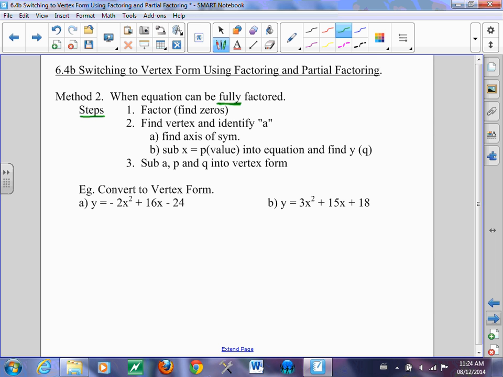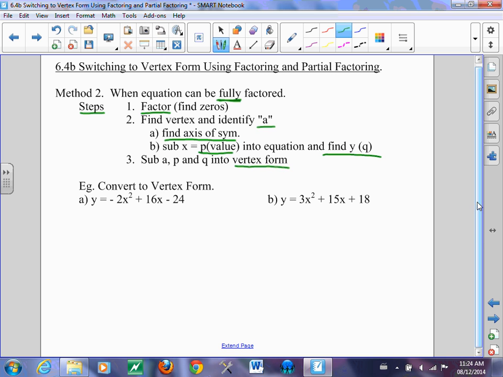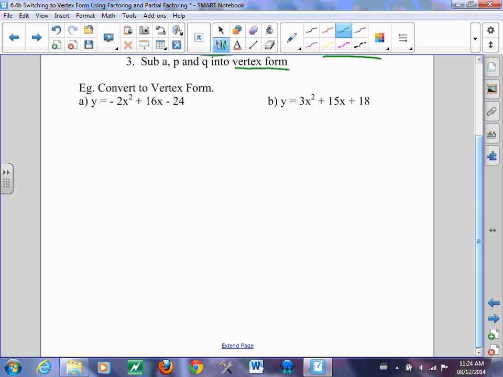Okay, so here's our steps. Number 1, find the zeros by factoring. Okay, so that's something we should have mastered in Unit 5. Next, it says to find the vertex by doing the axis of symmetry. So that's the first part. The new part is we're going to sub in our answer, which is our p-value, into the equation and find q. As long as we can identify a, we've got our 3 things to sub into vertex form. Okay, let's do the first one together, and then I'm going to try to see if you can do the second one a little bit more solo.